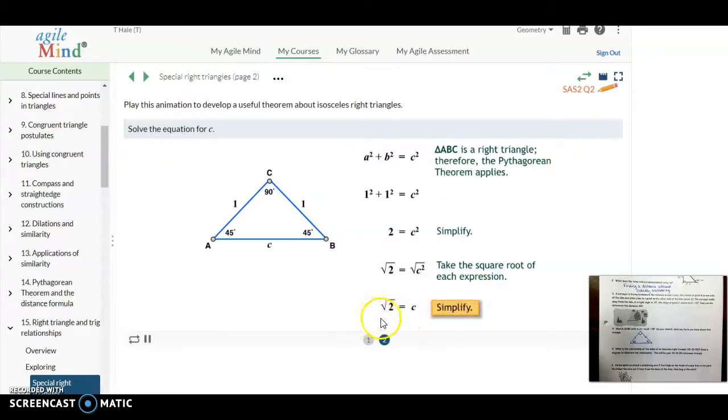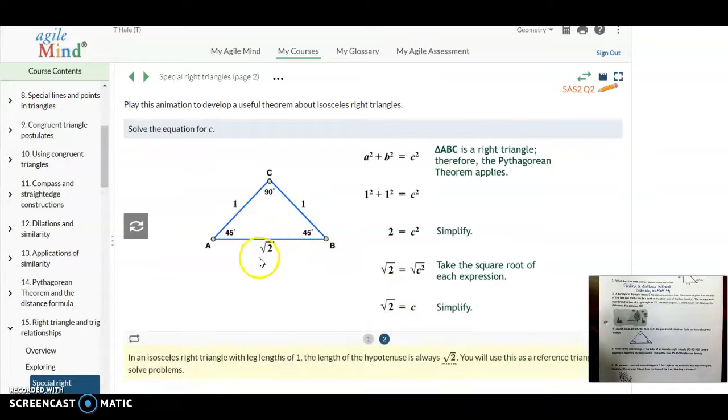Now 2 is not a perfect square. We would not want to get a decimal approximation there. We're going to leave it in simplest radical form. So this is our first special right triangle, known as the 45, 45, 90 triangle. And this is our reference triangle, just meaning that every single 45, 45, 90 triangle is going to have the same relationship that we see here.